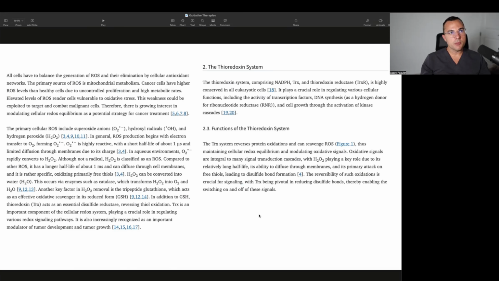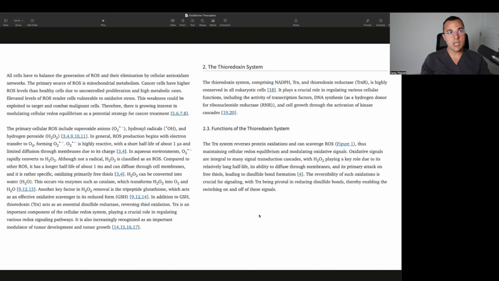The thioredoxin system, comprising NADPH (remember glucose, PPP, etc.), TRX, and thioredoxin reductase, is highly conserved in all eukaryotic cells. It plays a crucial role in regulating various cellular functions, including the activity of transcription factors, DNA synthesis as a hydrogen donor for ribonucleotide reductase, and cell growth through the activation of kinase cascades. The functions of the thioredoxin system: the TRX system reverses protein oxidations and can scavenge ROS, thus maintaining cellular redox equilibrium and modulating oxidative signals.